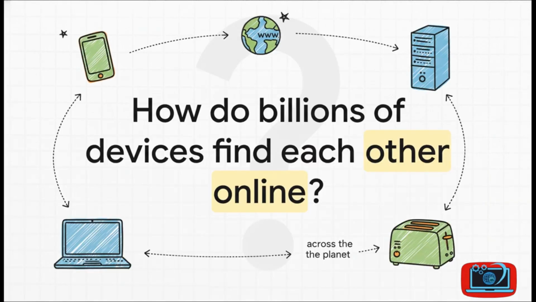So let's start with the big question, right? We have billions of devices out there. Phones, laptops, servers, heck, even smart refrigerators, all connected to the internet. How in the world do they find each other? How does your request for a cat video find the exact right server out of millions?